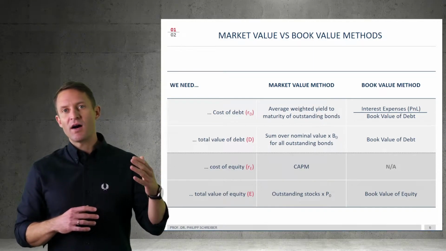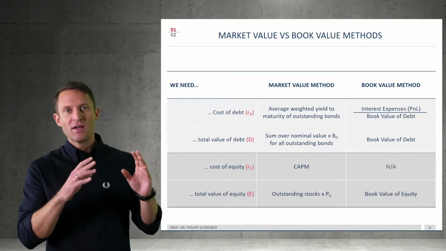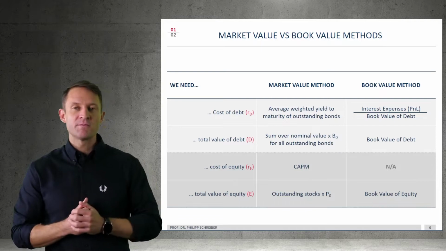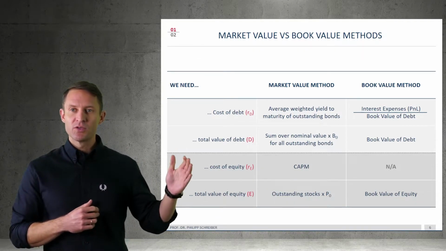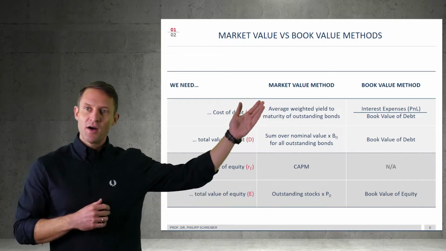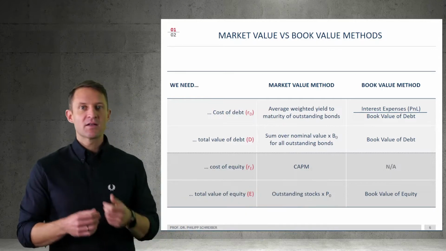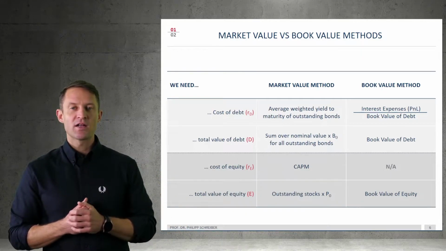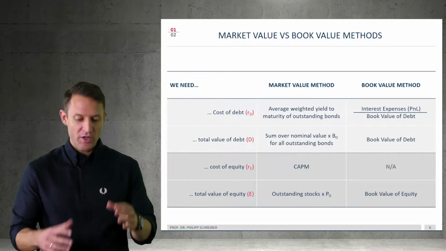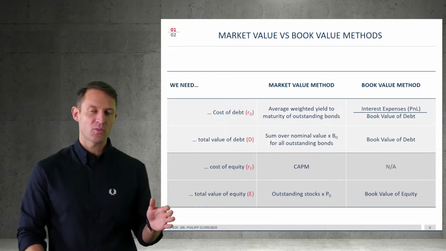Book values are a snapshot of one point in time, end of the year, and they are not very frequently updated. So what we will do now in this lecture, we go through all the market value methods and all the book value methods and calculate with an example, Trumpf, the weighted average cost of capital. And we learn how to do that. And since the market value methods are so much better, we start with them.